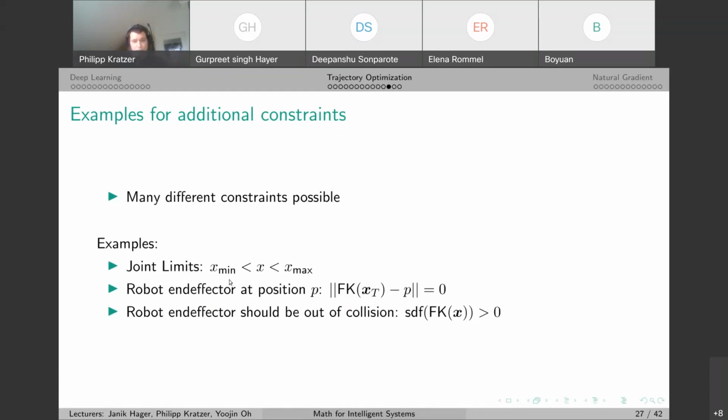Examples from robotics would be that we could have joint limits for the robot. We could want some robot end effector at some position P, where we would use a forward kinematics map to get the end effector position from the states, subtract the position P, and add an equality constraint. Or we could have a robot end effector that should be out of collision. It is usually desirable to find trajectories that are out of collision, and there we could have inequality constraints with some signed distance field.